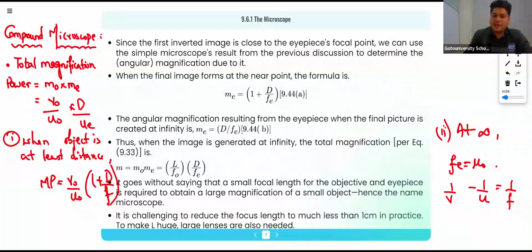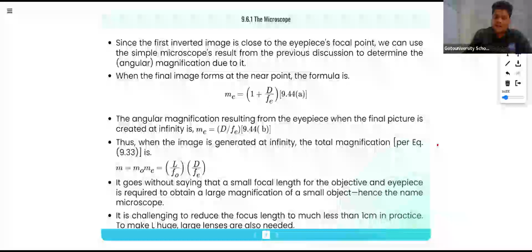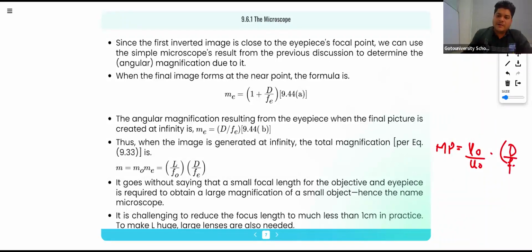At infinity, V is infinity, and U will be minus, so it will become plus. First it will be minus, then again minus. So therefore, this f will be equal to what? This f will be equal to u. Therefore, you can write that the magnifying power will be equal to v naught over u naught multiplied by D upon F_E. What will be the length of tube?